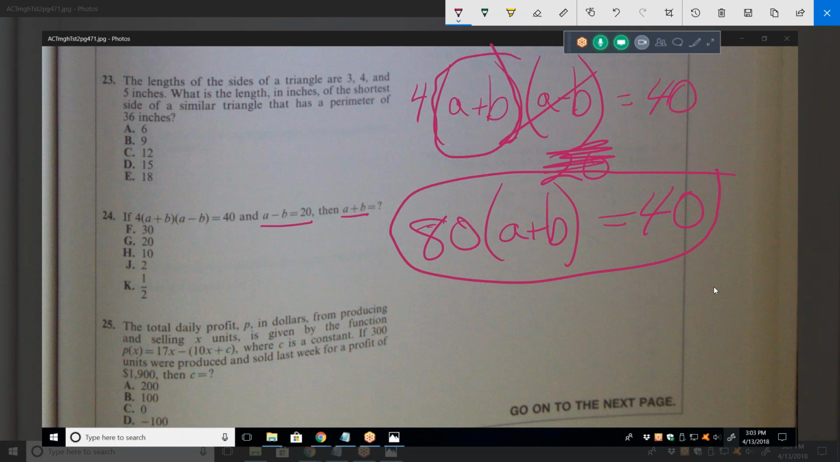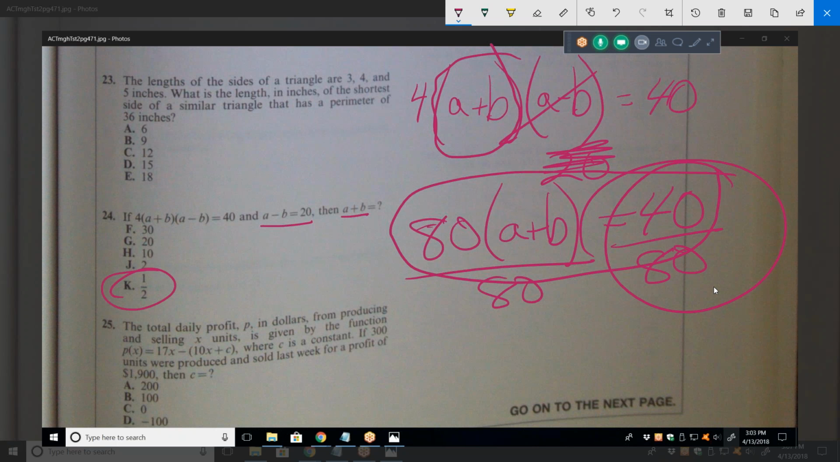How do I get rid of the 80? What's the 80 doing right now? The 80 is a multiplier, correct? So what do I need to do to get rid of it? Oh, I do 40 divided by 80. Which is 0.5. That answer is not on there, but there is an answer on there that's the same number. Okay, good.